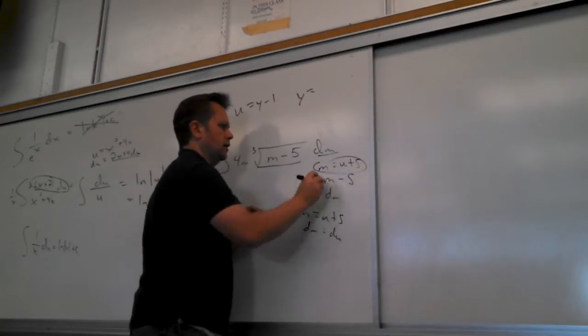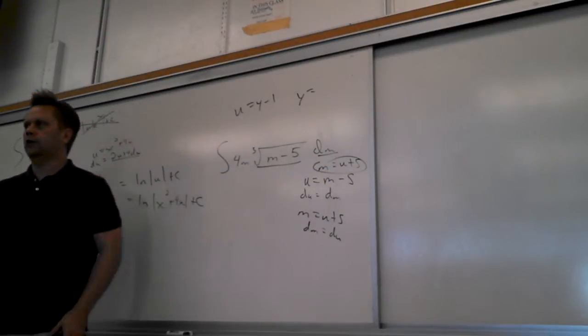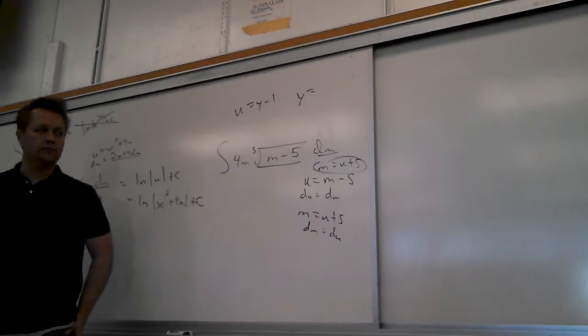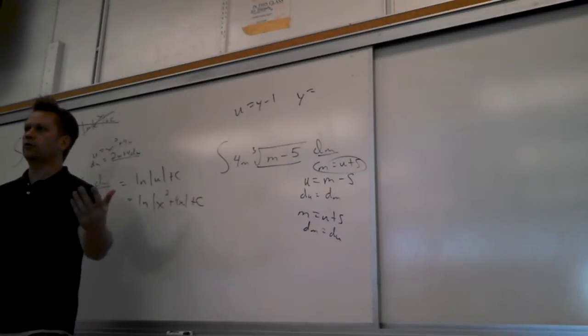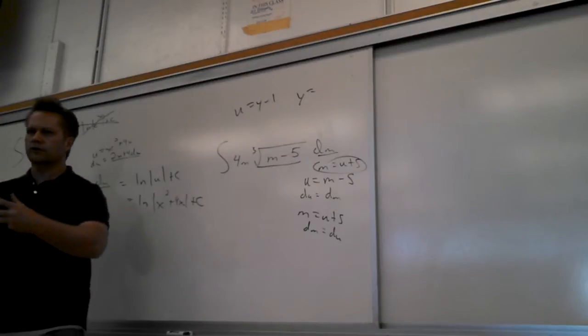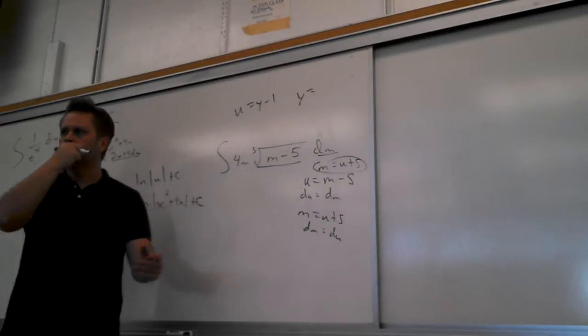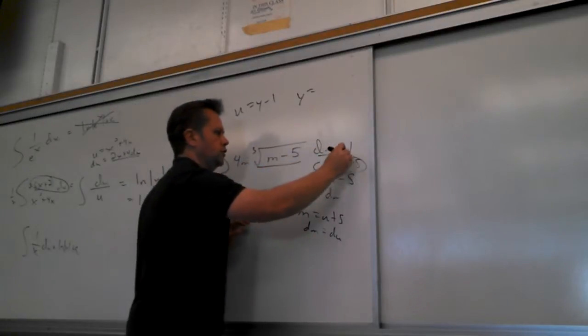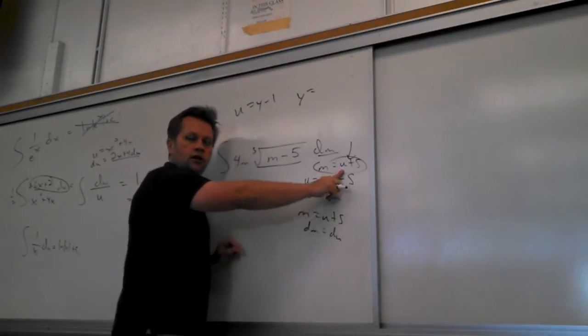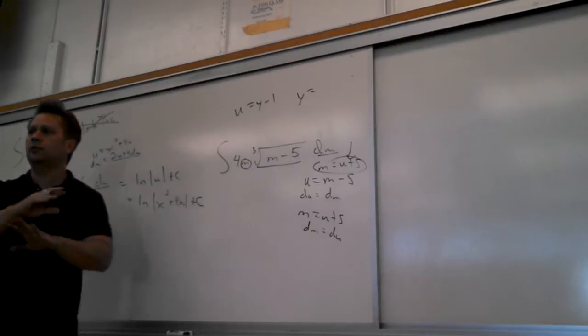I'm not messing anything up because that is true. I'm just writing it down for myself. If u is m minus 5, then m is u plus 5. It's the truth. It doesn't mess up my derivatives. Derivative of m is derivative of u, no matter which way you look at it. But why? How did I know to do this? Because I got this thing that's not covered by anybody.